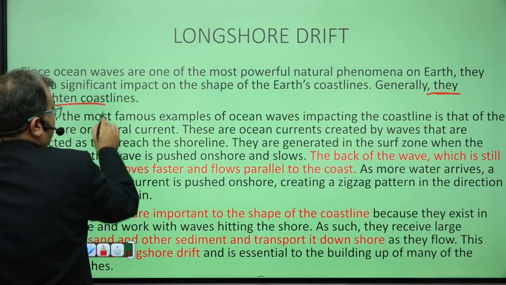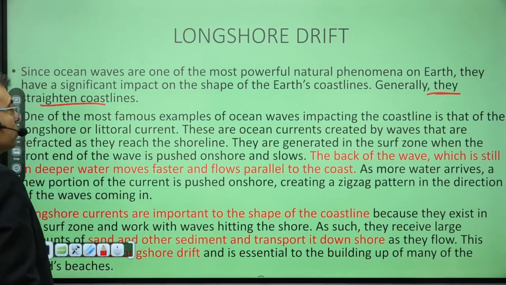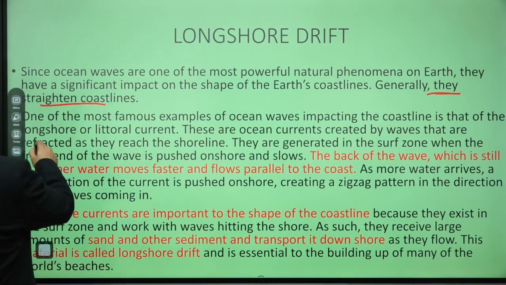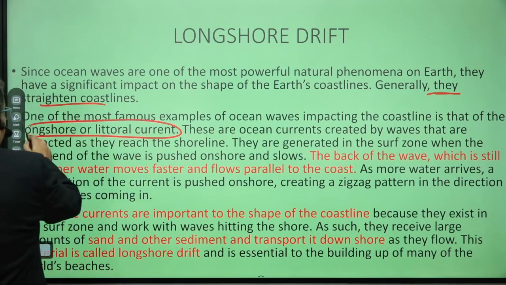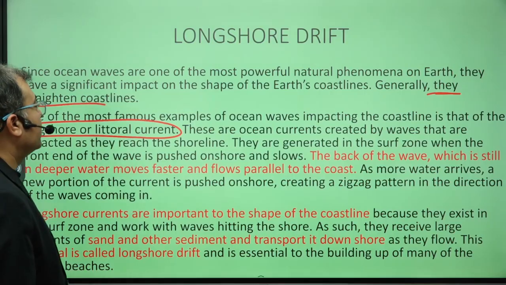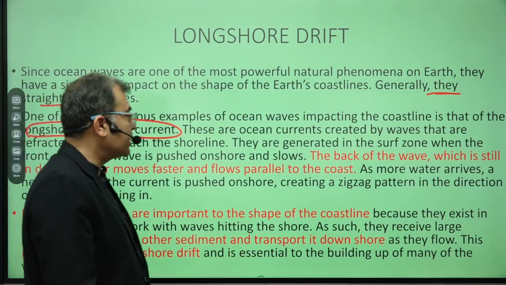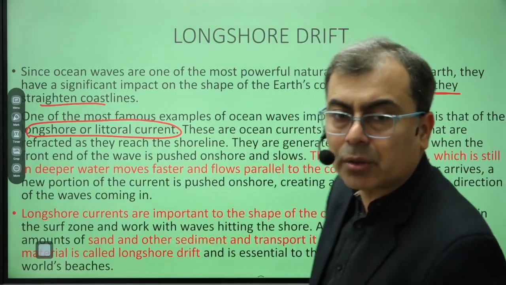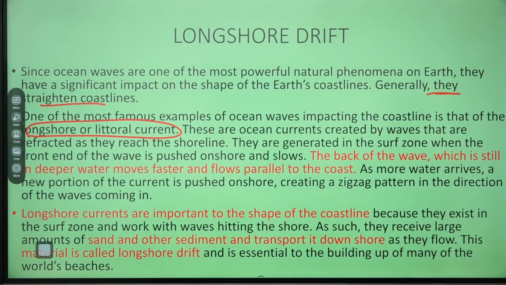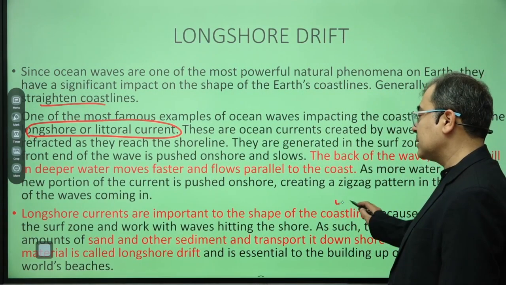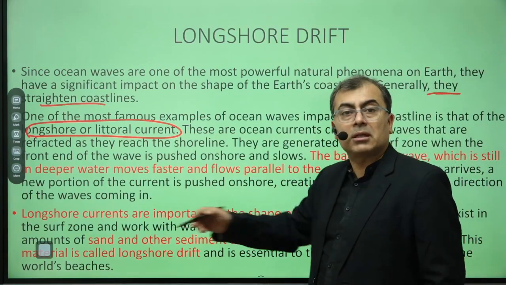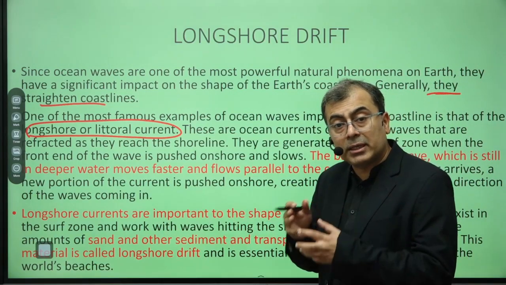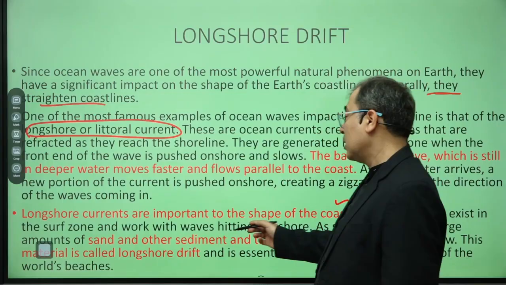One of the most famous examples of the wave impacting coastline is that of longshore or littoral current. Longshore drift को littoral current भी कहते हैं. And how are they going to straighten it, sir? अभी तो आपने कहा वो तो bay बना रहे हैं, अभी straight करके दिखाता हूँ. Longshore currents are important to shape the coastline because they exist in the surf zone. Surf zone is जहाँ पे झाग बनती है.